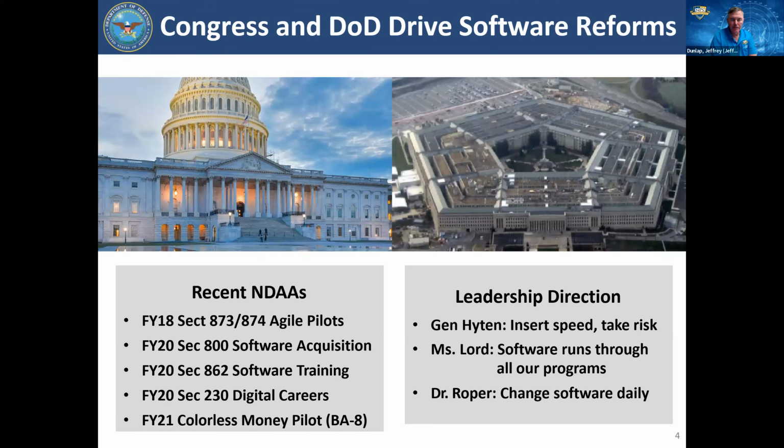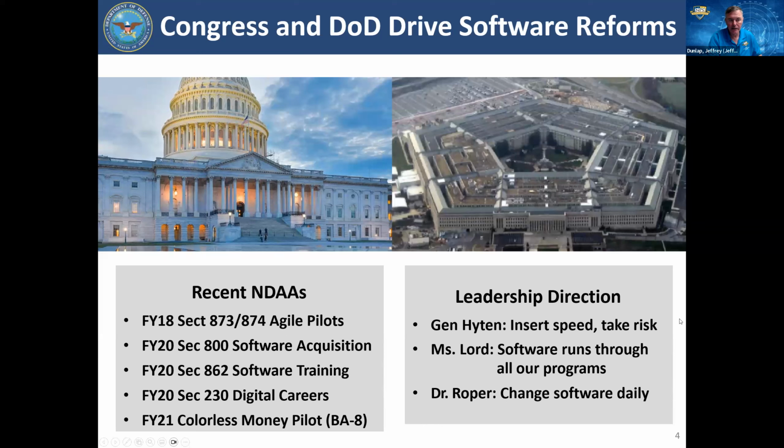Congress was involved in a lot of this software reform. The National Defense Authorization Act, as you remember, is how Congress tells us to change in the DoD. They give us funding, but they also give us change guidance. So they allowed us to do an agile pilot in 2018. They told us to change software acquisition in 2020. They said stand up software training at DAU. They've done that since then, and stand up digital careers. That's still sort of pending. And right now we're in a pilot for colors of money to help smooth out the money problem.